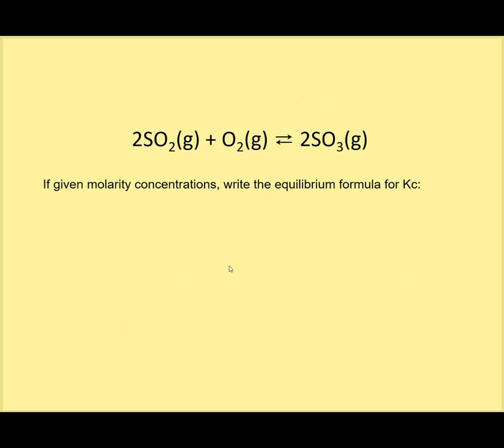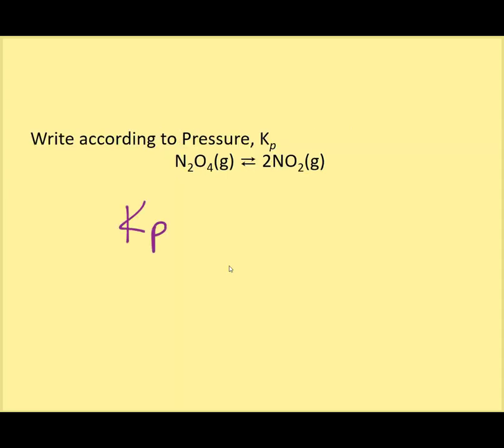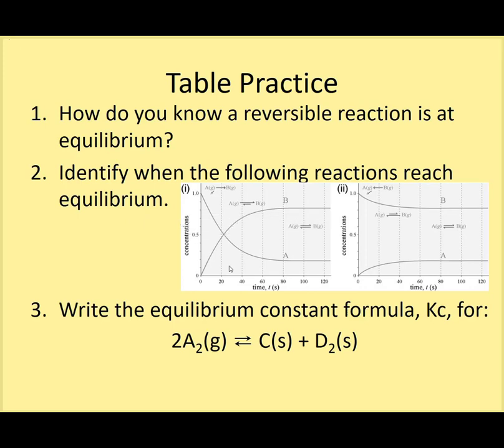This one is all gases, so I can put them all in, and it wants a Kc. So again, products, so use brackets, squared, divided by reactants, and these are multiplied. So there's my formula. Write the Kp for this equation. Again, for Kp, you're going to use parentheses. So the pressure of the NO2 squared divided by the pressure of the N2O4. Go ahead and stop the video and see if you can answer these questions.